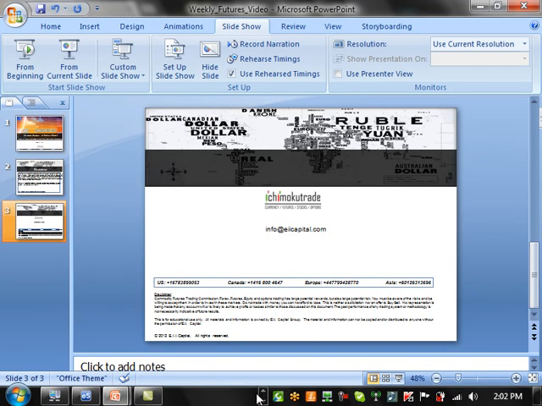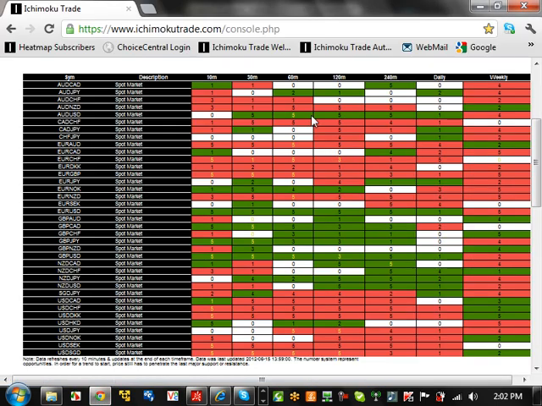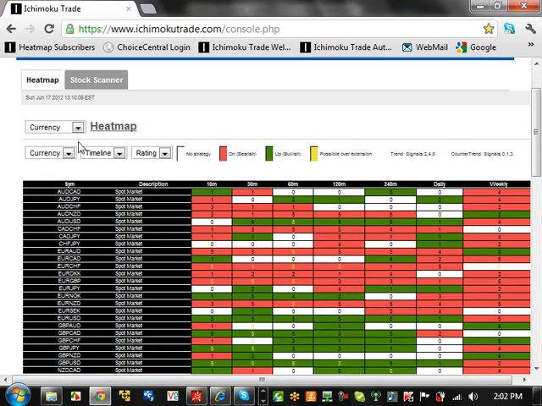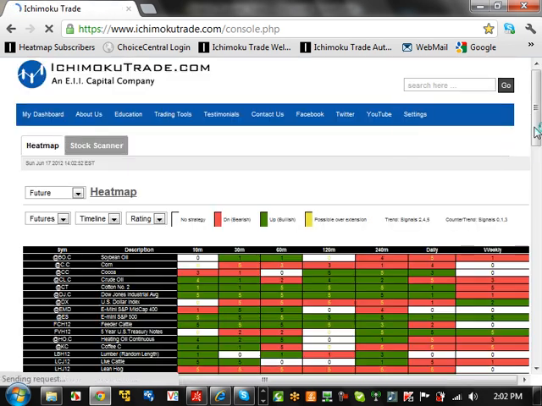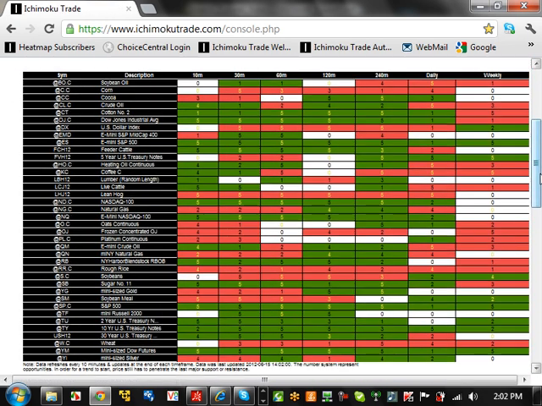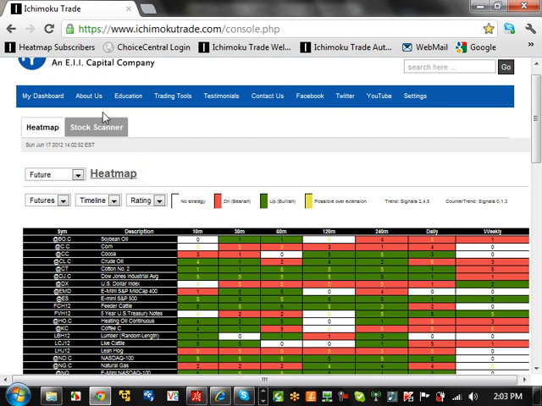Okay, first thing we're going to do is access our heat map and see exactly what's going on. So let me flip from currencies to futures. So now we flip to futures, and if you don't know what our heat map is all about, these numbers and everything, you can go to the website, go to education.